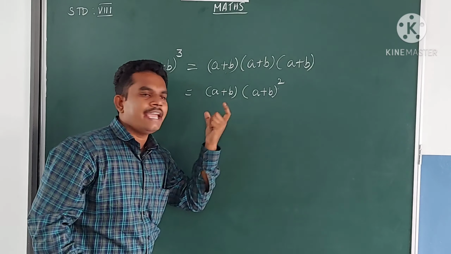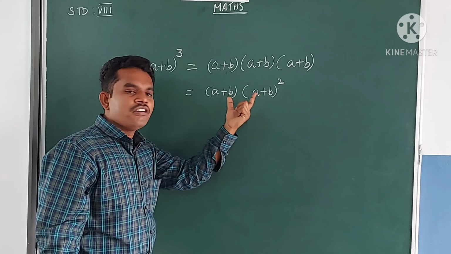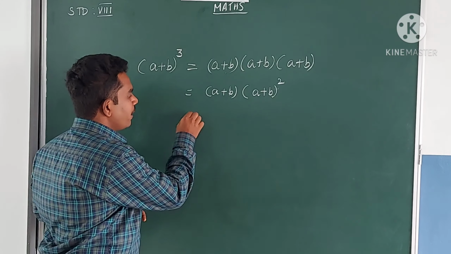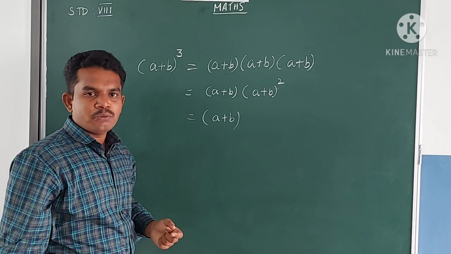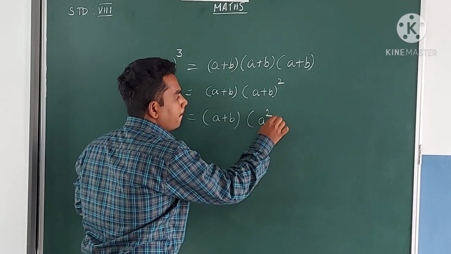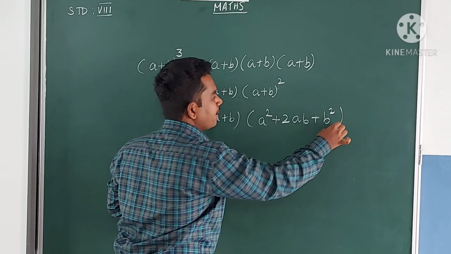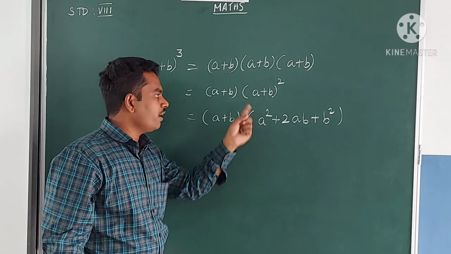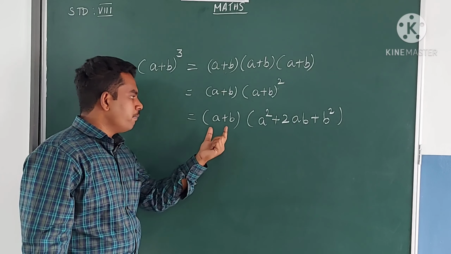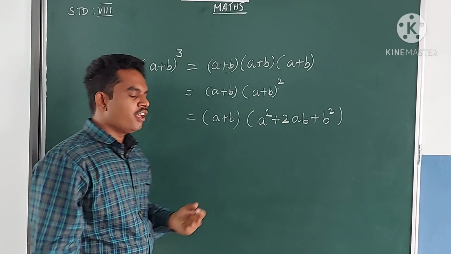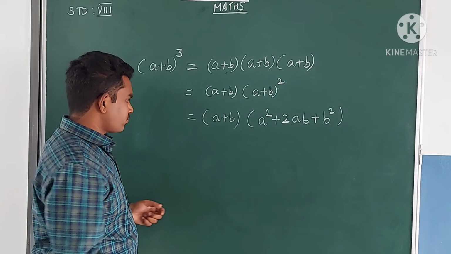Okay. Why did I write a plus b the whole square? A plus b the whole square, we already know the formula, we know the identity. So, what is the formula for a plus b the whole square? Can anyone tell? A square plus 2ab plus b square. So, this is the identity for a plus b the whole square. Next step, normally we use multiplication of binomial into trinomial. Already you know the method how to multiply the binomials.